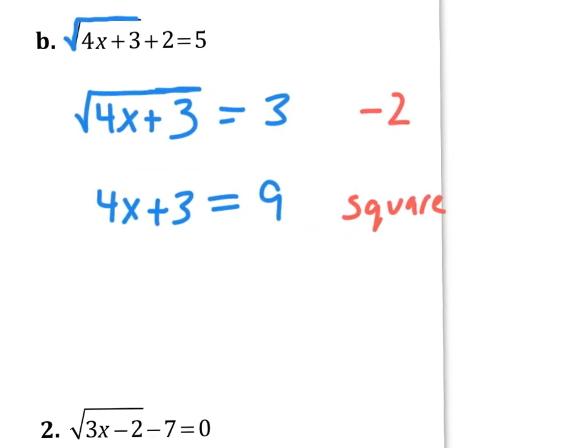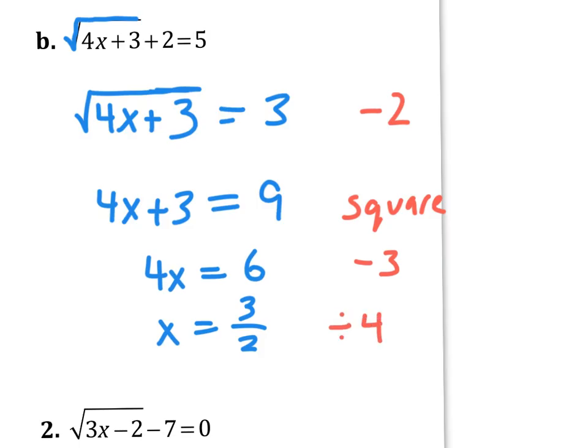Now, this is a two-step equation back from Algebra 1. So I'm going to subtract 3 from both sides to get a 6, and divide by a 4 to get 3/2. So subtract 3 and then divide by 4.